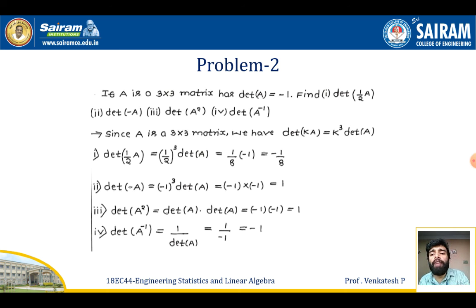I want to find the value of the determinant of 1 by 2 A. In place of K, you just replace 1 by 2. The answer will be 1 by 2 whole cube into determinant of A, 1 by 8 into minus 1. Answer is minus 1 by 8.